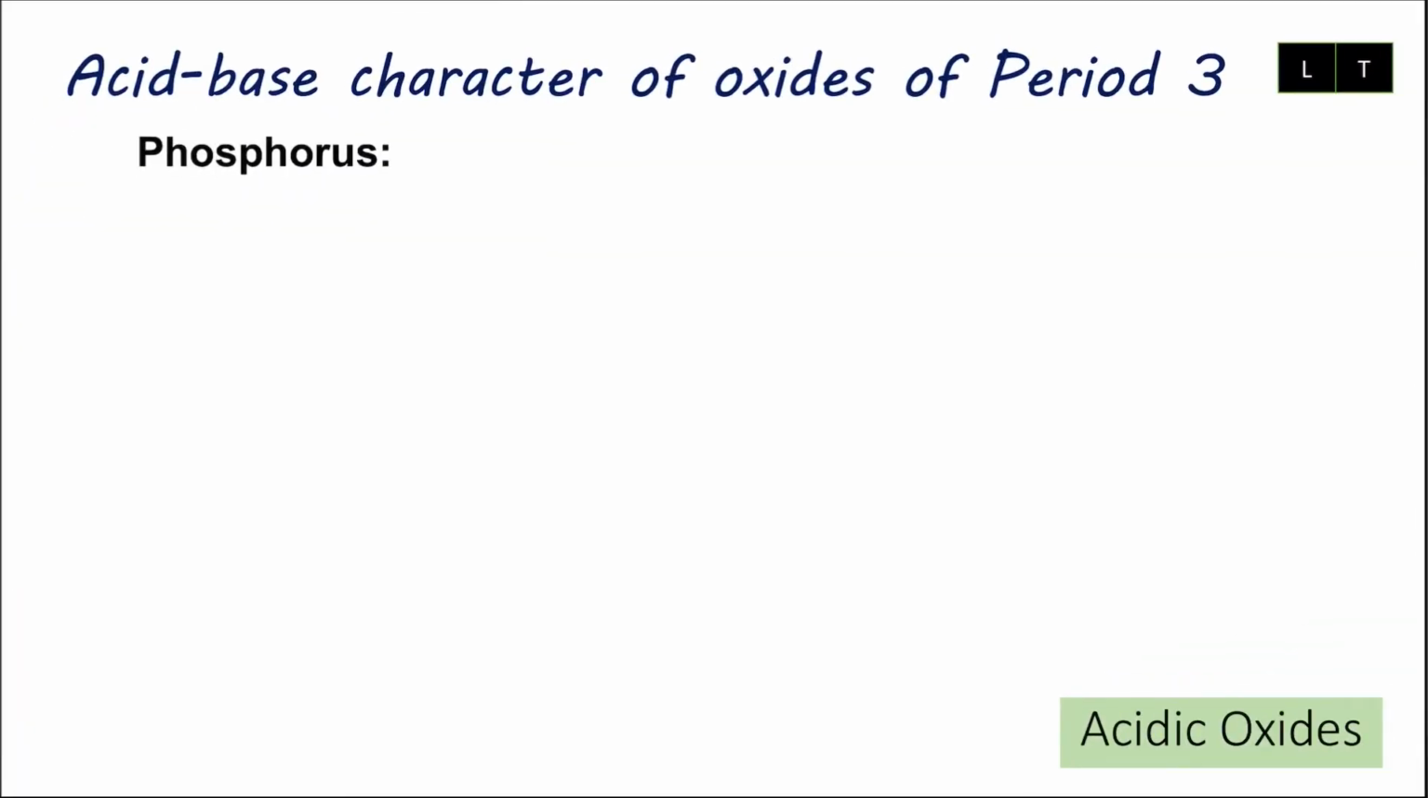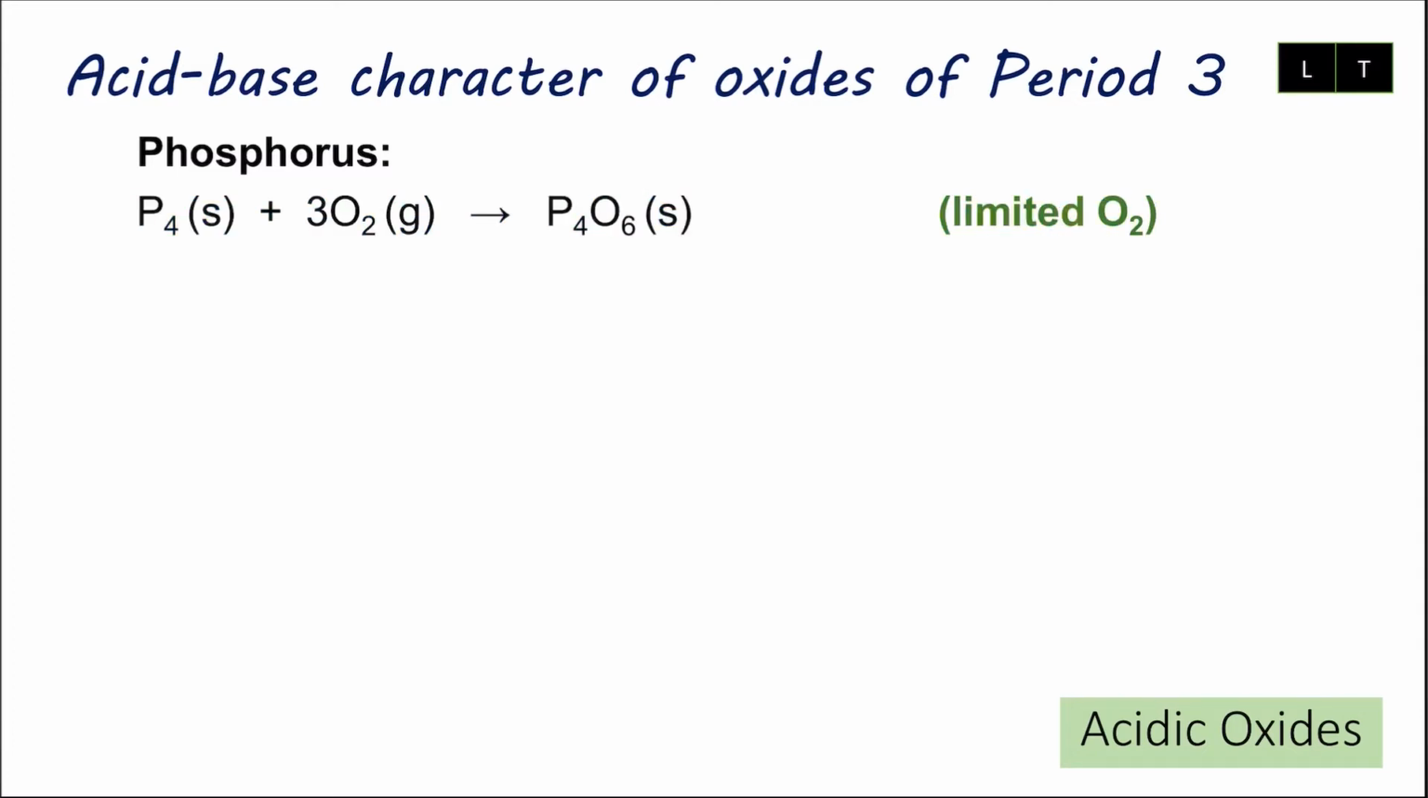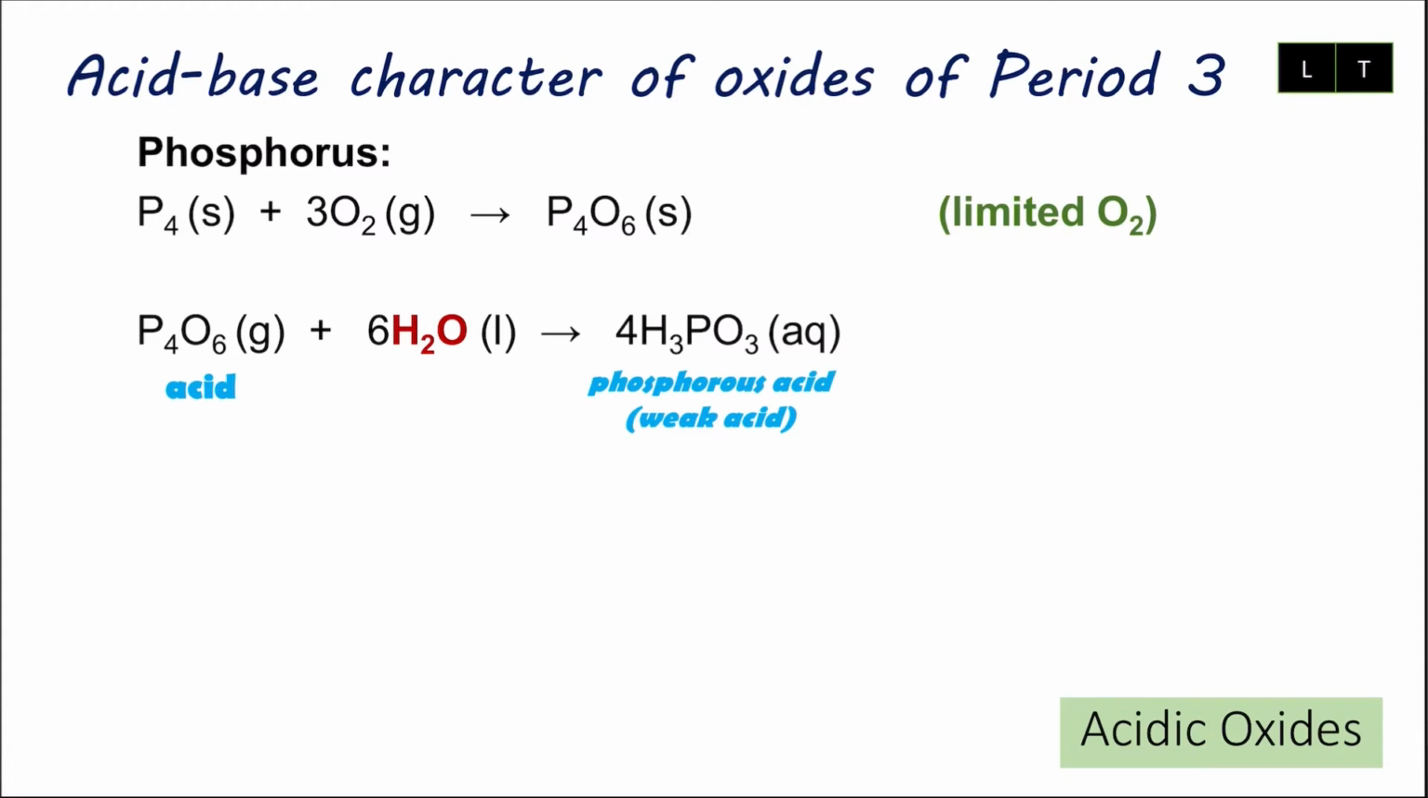We have element phosphorus. So phosphorus reacts with oxygen to produce P4O6. This is where your oxygen amount is limited. And then after that, phosphorus akan react dengan water untuk hasilkan phosphorus acid. This is very weak acid.